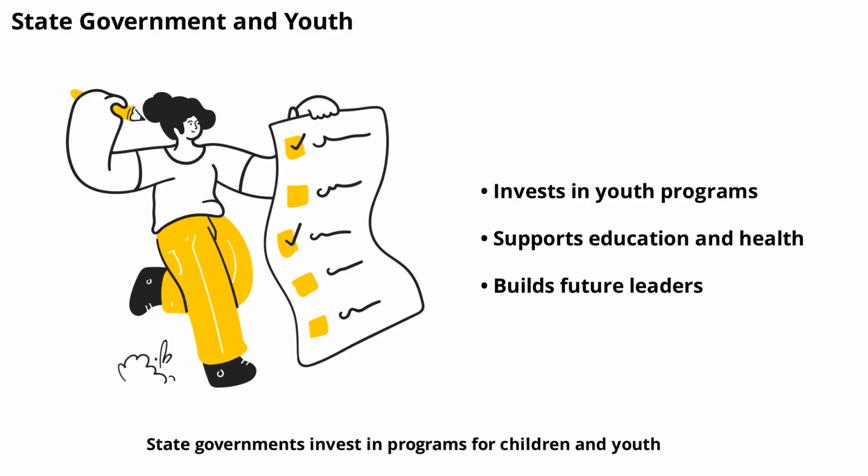State governments invest in programs for children and youth, such as education, health, and recreation. By supporting young people, states help build a brighter future and ensure that the next generation has the tools they need to succeed.